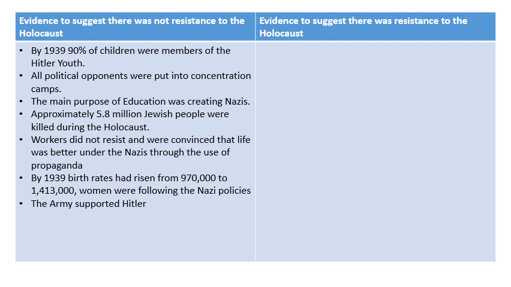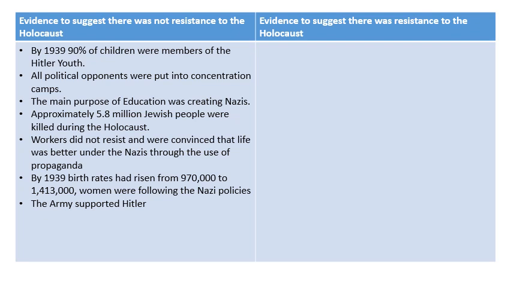Okay, so we've got this table. Now, as you can see, the left-hand side of the table has been completed. You don't need to add anything to the left-hand side of the table. This is stuff we already know. Okay, so if you look at the heading, evidence to suggest there wasn't resistance to the Holocaust. So this is saying people were just accepting of their situation, and here is evidence for that.